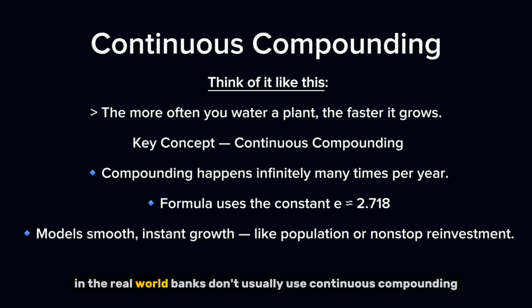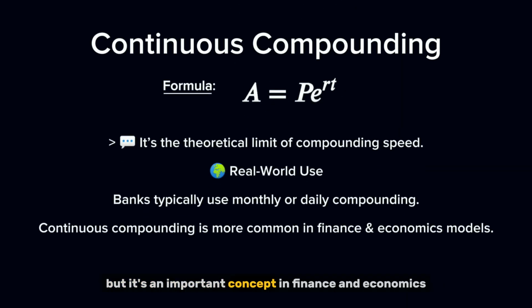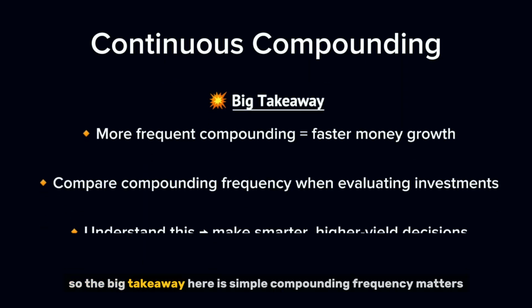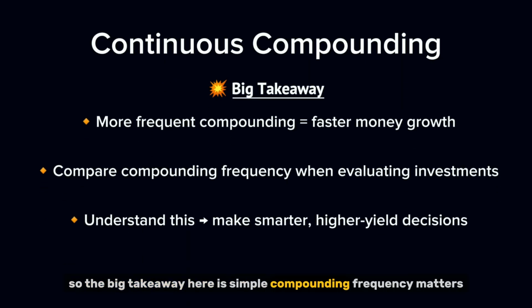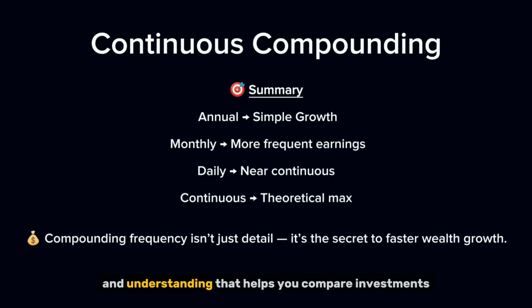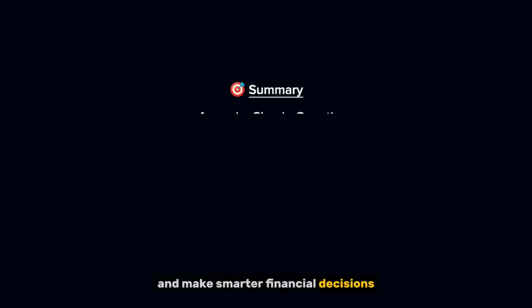In the real world, banks don't usually use continuous compounding, but it's an important concept in finance and economics because it models growth that's smooth and constant, like population growth or continuously reinvested returns. So the big takeaway here is simple. Compounding frequency matters. The more often your interest is added, the faster your money grows. And understanding that helps you compare investments and make smarter financial decisions.